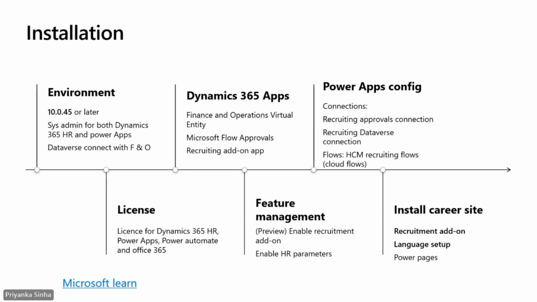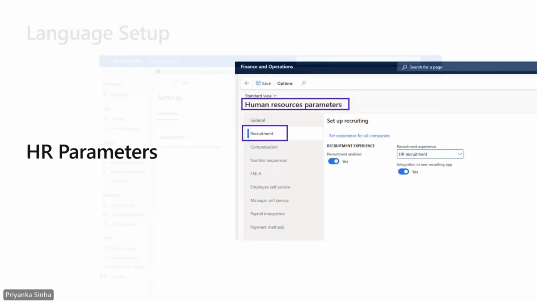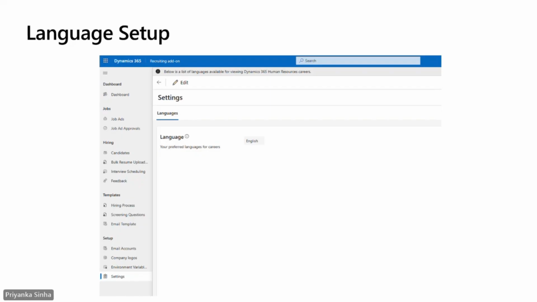Now, one of the most important things here is also about installing the career site, where you would be able to post your jobs. So that needs to be installed. To do that, the prerequisites of the recruitment add-on should be enabled, and also the language setup needs to be done. I will show you where this language setup is, and then based on that, you can install the career site, which is based on Power Pages. The entire step-by-step configuration, how you enable and navigate under the Power Platform Admin Center or the other places, has been mentioned in the Learn document.